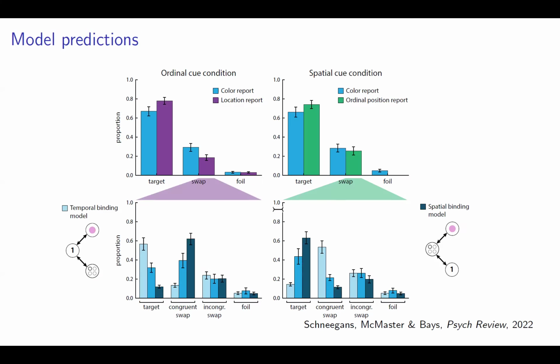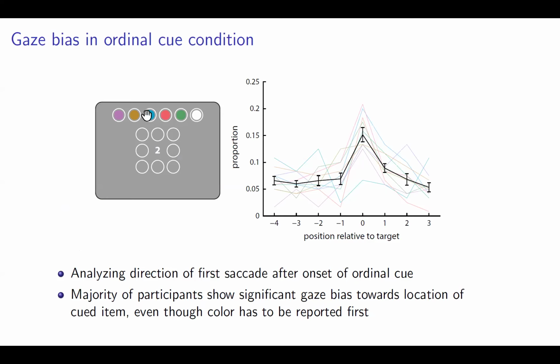So this is kind of ambiguous. There's one more thing we looked at, and that is the gaze direction, or the gaze biases, in the ordinal cue condition. In this task, in the ordinal cue condition, people see the ordinal position, so the number in the center, and they always have to first make the color response. We recorded the gaze during all these tasks, mainly just to make sure that people were looking at the screen and paying attention to the task. But afterwards, we realized that we could use that to see a bit of what may have been going on in their head.